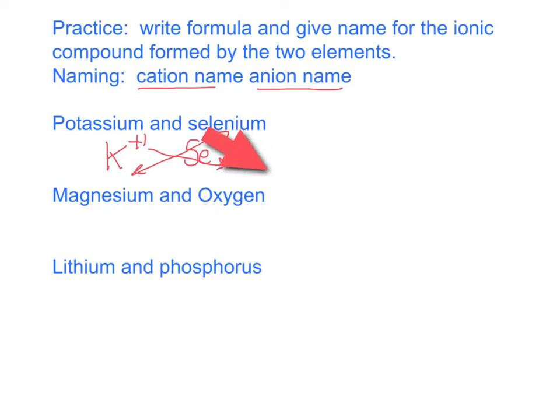It's K2 Se. And it would be an Se1, although we typically never write ones, so we just would write K2Se. Okay. So if you were to name it, that would be potassium selenide.